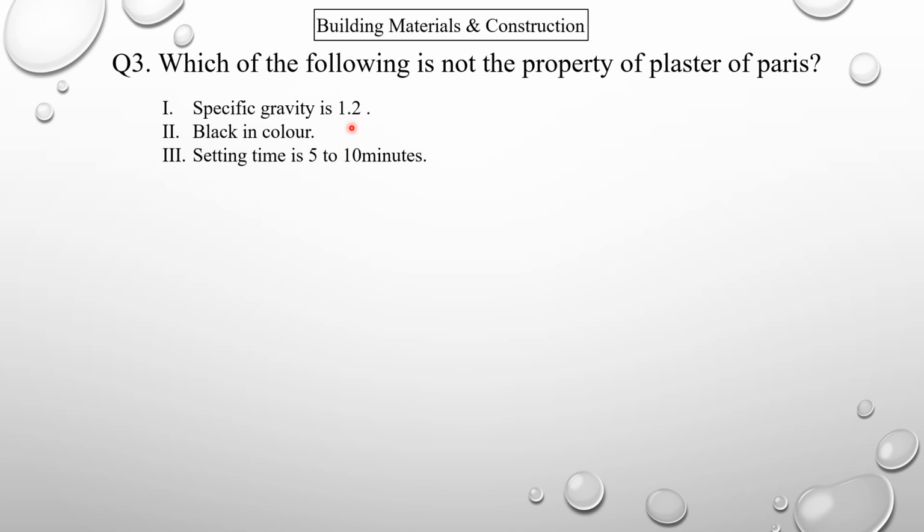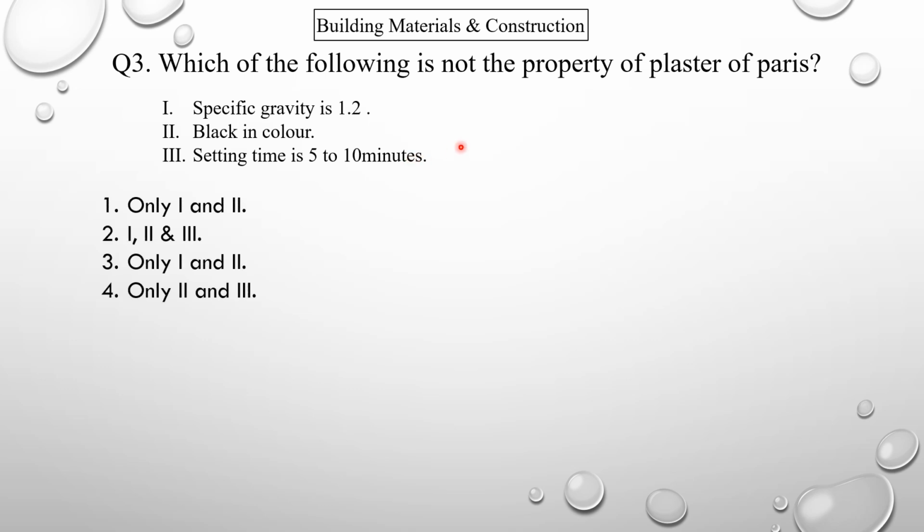Specific gravity of plaster of Paris is 2.57. Okay, I repeat again, specific gravity of plaster of Paris is 2.57. Then the next point, black in color. No, plaster of Paris is white in color. So the first is wrong, the second is wrong. Then third, setting time is 5 to 10 minutes. Yes, this is correct.